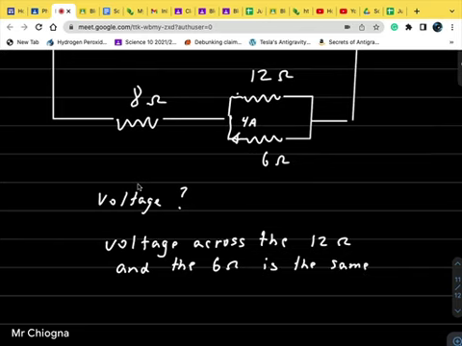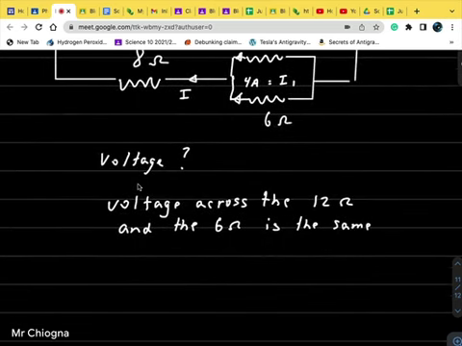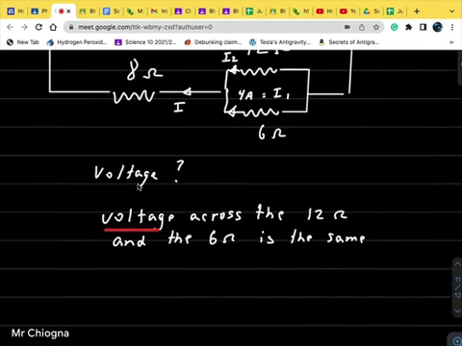Okay, now look what I'm going to do here. I'm going to call this my I2. This is my I1. And they add up to give I. So if the voltage across the 12 and the 6 is the same, how can I express that in terms of Ohm's law? What does Ohm's law say about the current? V is equal to IR. Good. So, V is equal to IR.